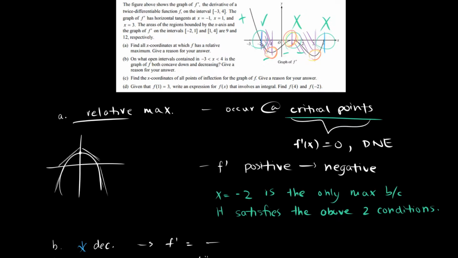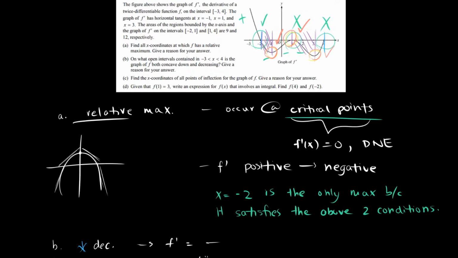So the slope comes into -1 negative and leaves it positive. So this is a point of inflection. At x equals 1, the slope comes into it positive and leaves it negative. So this is also a point of inflection. And lastly, at x is equal to 3, the slope comes in negative and leaves positive. So this is also a point of inflection.